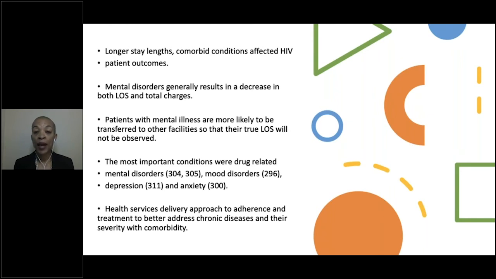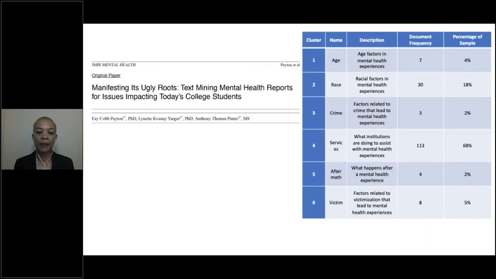The key takeaway that we learned is that health services and health services delivery approaches to adherence and treatment to better address chronic diseases and their severity, along with the comorbidities, are truly needed when it comes to race and race-based medicine.